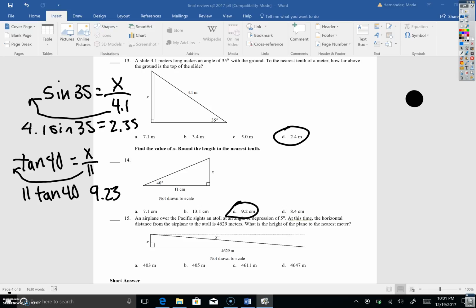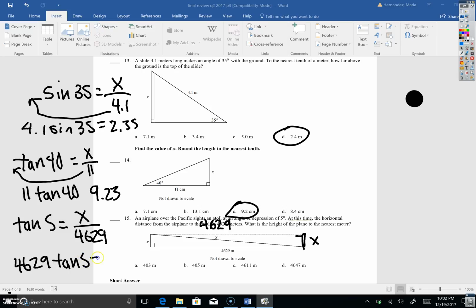An airplane. At this time, we're talking about the angle of depression here, okay? So if I'm looking at 4629 here, I'm looking for the height, which is this. I've got opposite over adjacent again. So I'm going to do tangent of 5 is equal to x over 4629. We do that, we get 4629 tangent of 5, and I get 405.